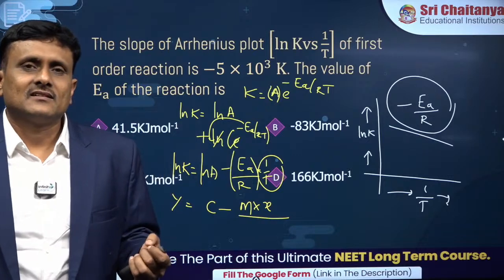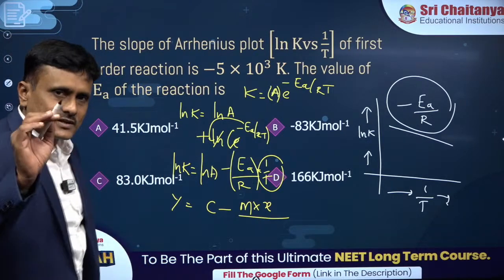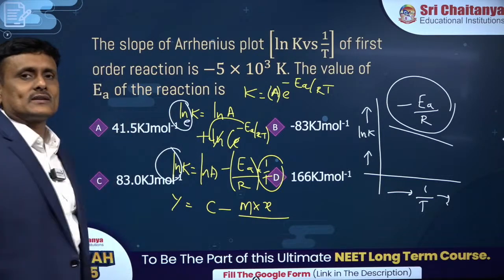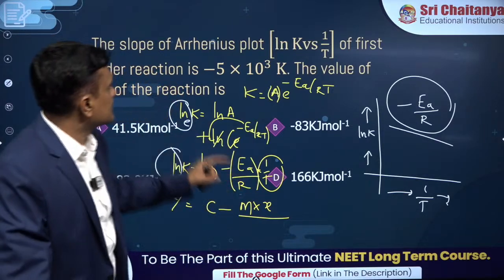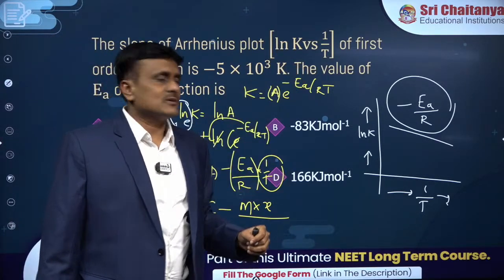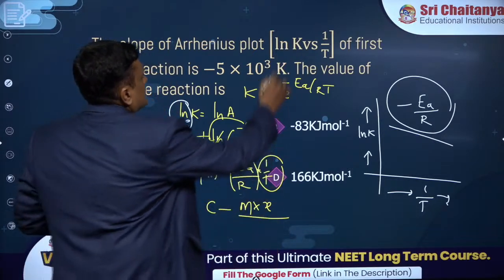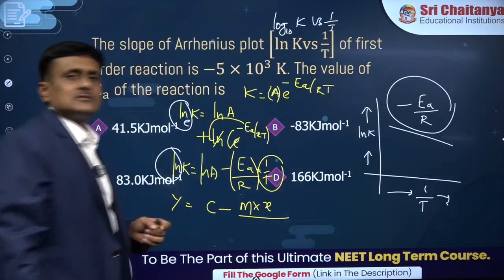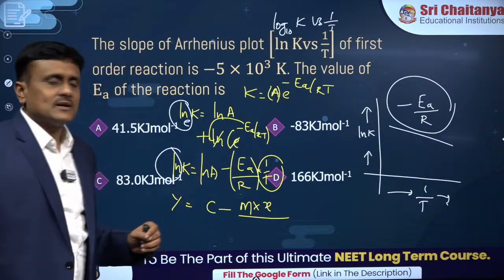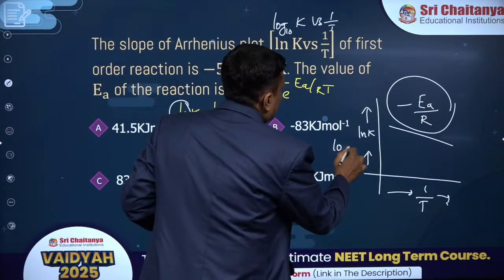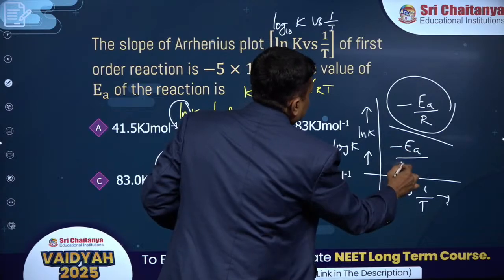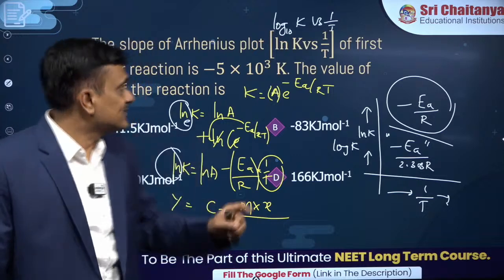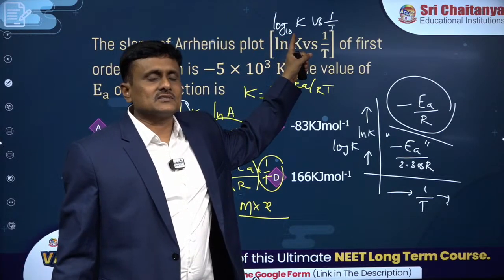What could be the mistake? That mistake would usually be when you write base e or base 10 logarithm. You must check what is the data which is given. You can see it is between natural logarithm of k versus 1 by T. At times, you may be asked a question related to base 10 logarithm versus 1 by T, and in that case, the slope will not be minus Ea by R. Rather, when you are writing log of k, the slope will be minus Ea by 2.303 R. So please make sure that you observe the given data thoroughly, properly, and with focus.